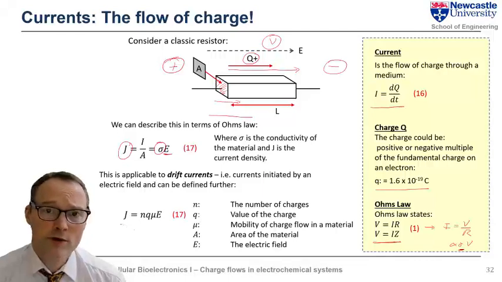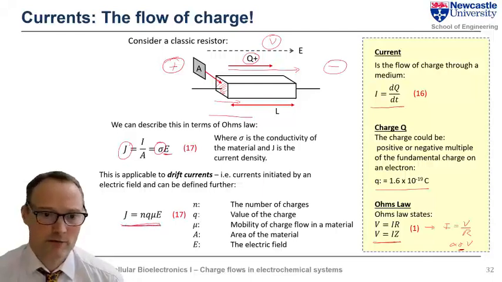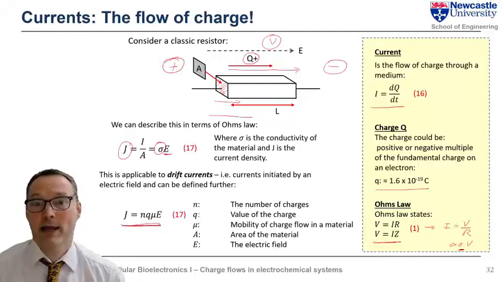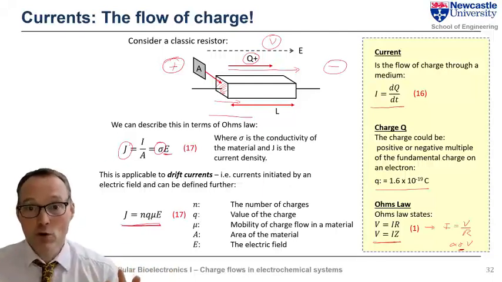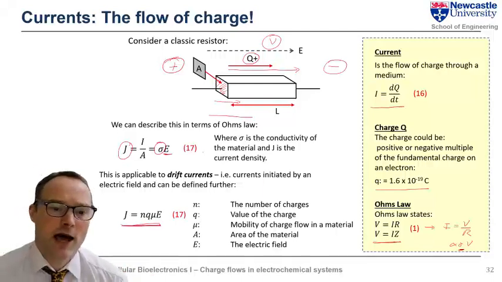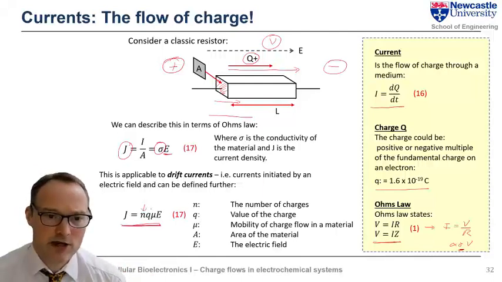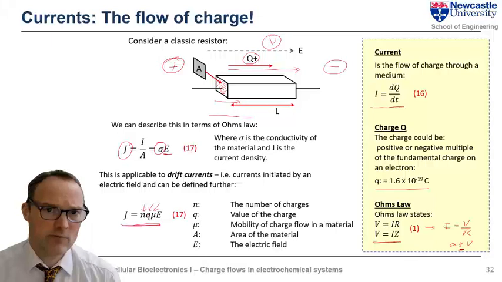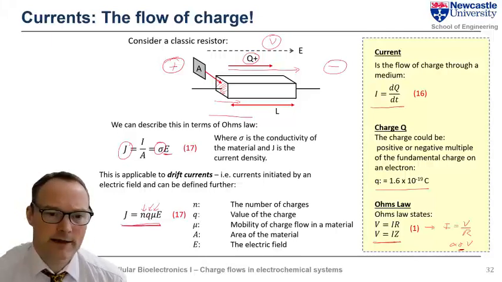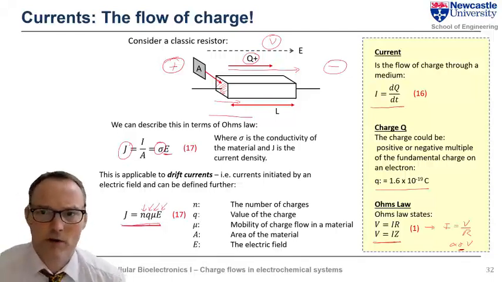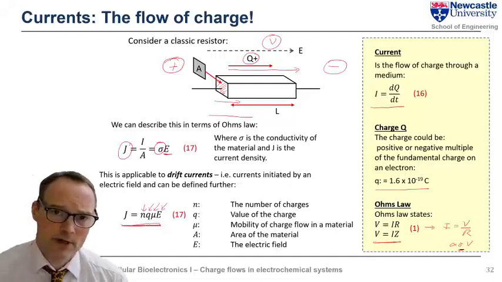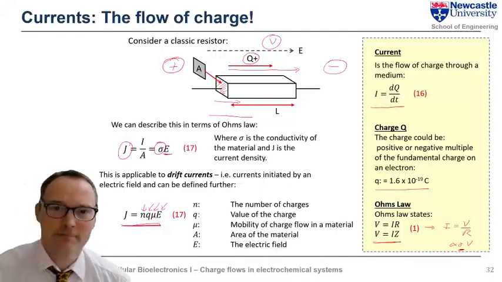Another point to note is that we have this common equation to expand out what we mean by drift current. Drift current is where charge is being moved due to an electric field across it, and it is basically due to the number of charges, the charge of an electron, how easy it is to move through the material, the mobility of that charge, and the electric field. So these are the basic concepts. You may have learned these before, but it's worth revisiting them.